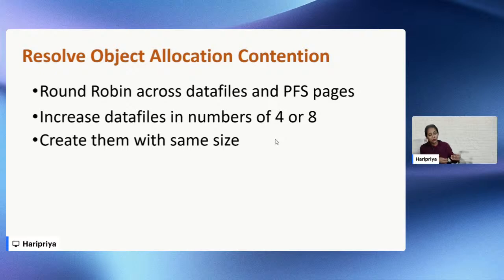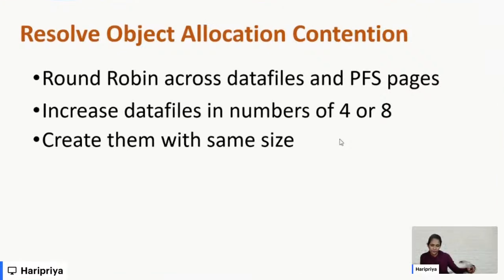If you create them with equal size, that means you have files with the same free space. Then the transactions will round robin across the files. If you create them with unequal sizes, that means one file is bigger than the other files. That also means one file has more free space than the others. Then all those transactions will start hitting that big file, which has a lot of free space. And that will create a hotspot, which is exactly what we don't want. That is why always create data files with equal sizes.